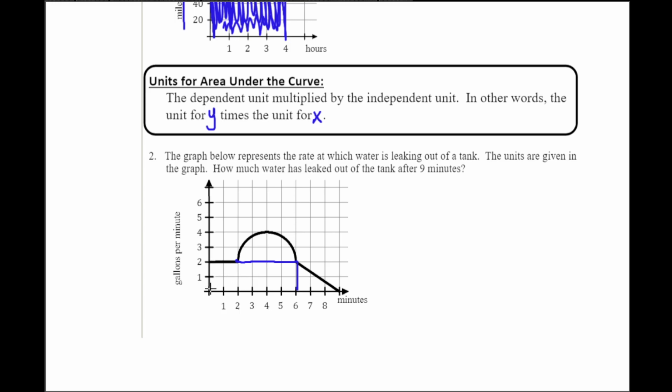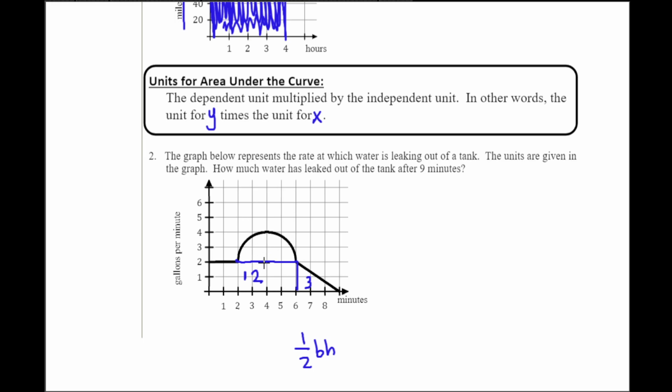The area of this rectangle is 2 times 6, which is 12. Now, the area of this triangle is 1/2 base times height, if you guys remember. The base is 1, 2, 3, the height's 2. 3 times 2 is 6. 1/2 of that is 3. So the area of this triangle is 3: 1/2 times base times height.